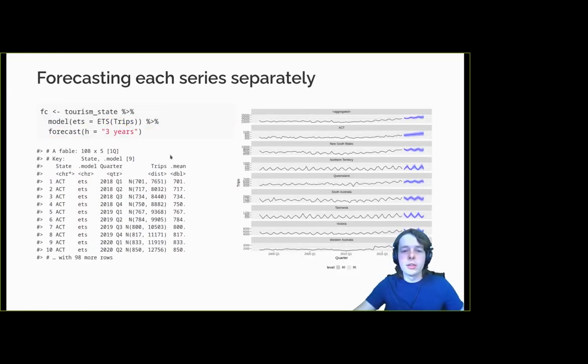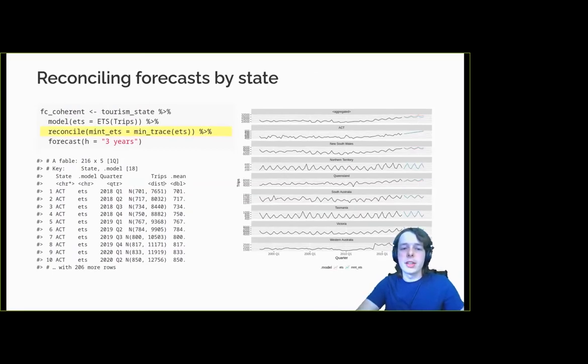We can use the same interface as before, taking that aggregated data and producing the same code to produce a model and then forecast it 3 steps ahead. And now we've got forecasts for each of those time series, each of the states and the total for Australia with our distributions as before. However, there's an issue. These forecasts won't necessarily add up because each of the underlying models are doing their own thing. So that's where reconciliation comes in.